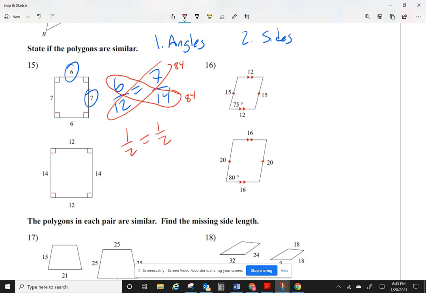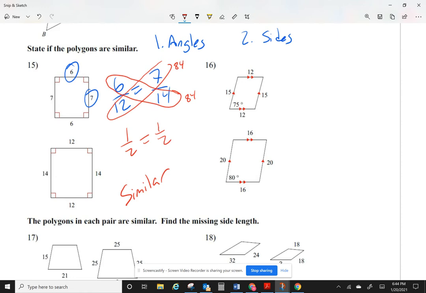Like I said, for sides, you can either simplify the fraction, they must simplify to the same thing, or cross multiply, they must be equal. All right, so the angles were the same, sides are proportional, therefore, this figure is similar.